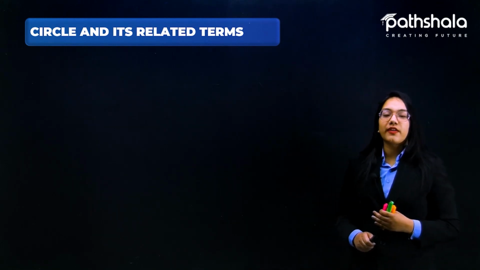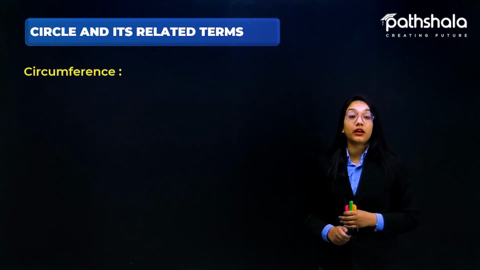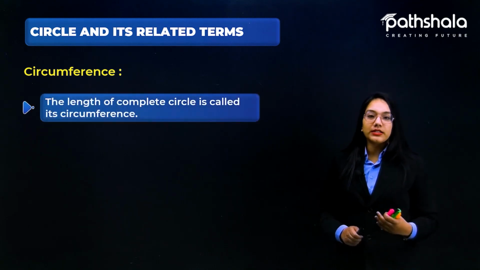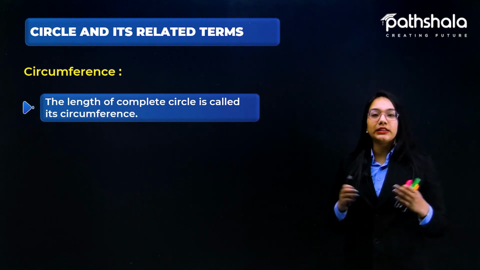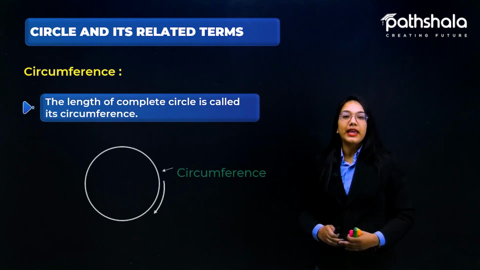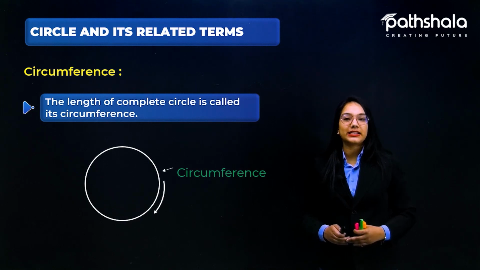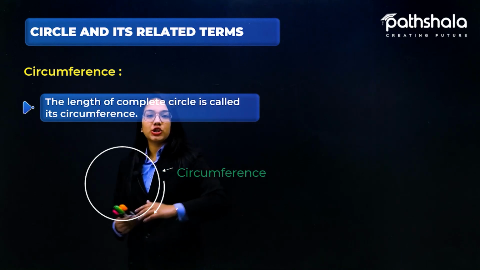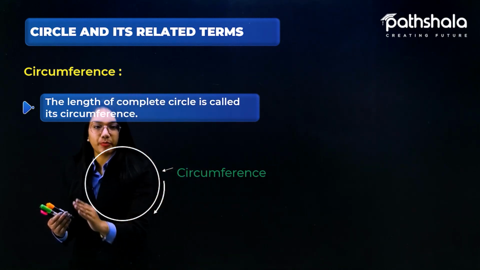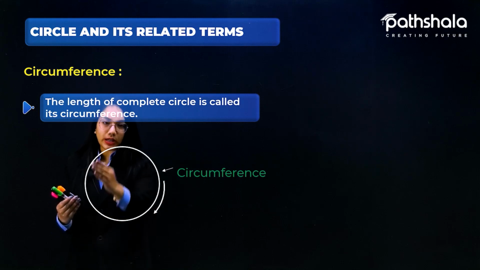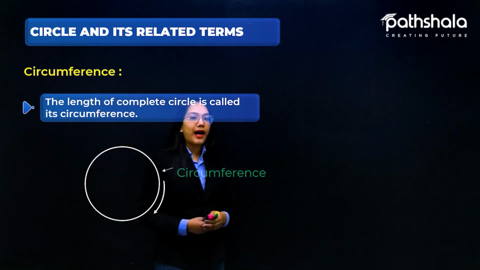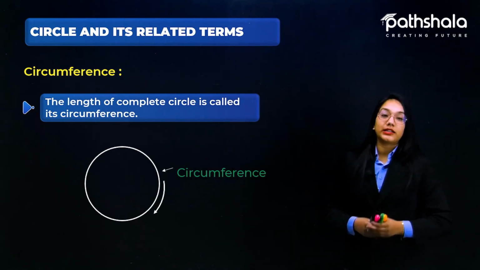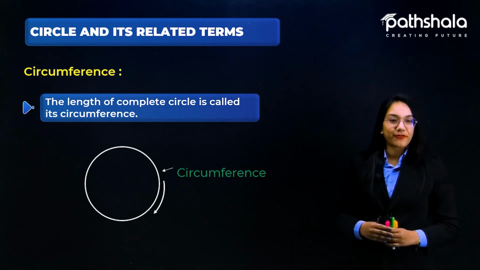Now let us move on further and talk about the circumference. What is the circumference? The length of the complete circle is called its circumference. If I'm talking about this particular circle, the length of this whole complete circle is called its circumference. So this is all about the arc, the types of arc, and the circumference of the circle.